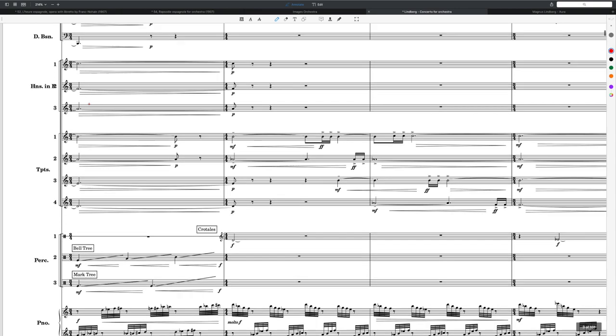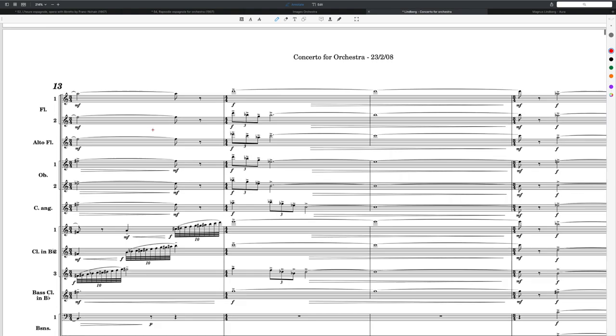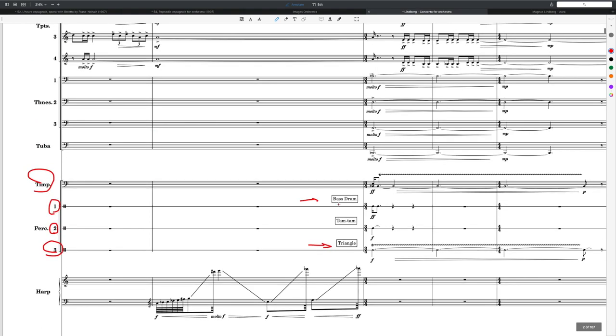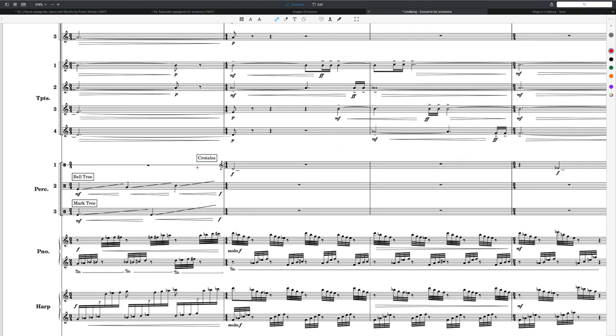So what if the instrument changes from bass drum? It was bass drum, and now it changes into crotales. And you see the staff changes. And also, it's also true for the others.